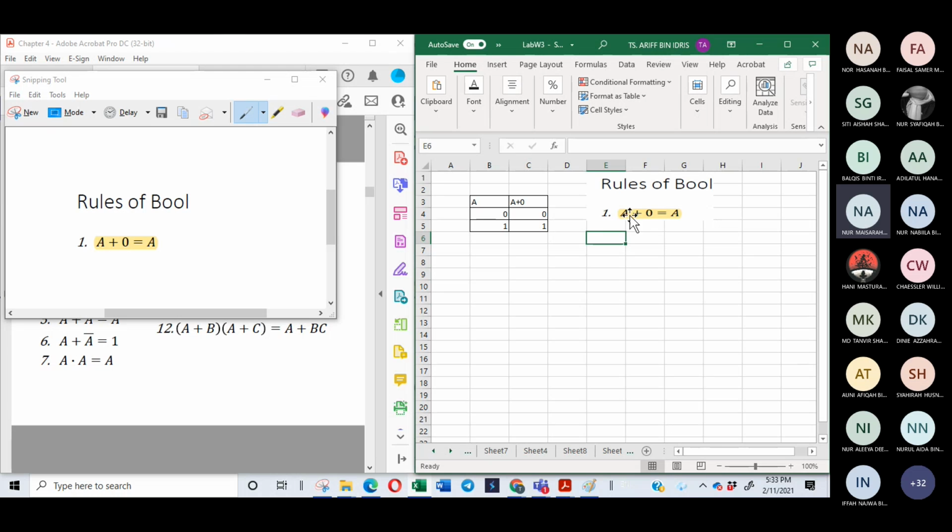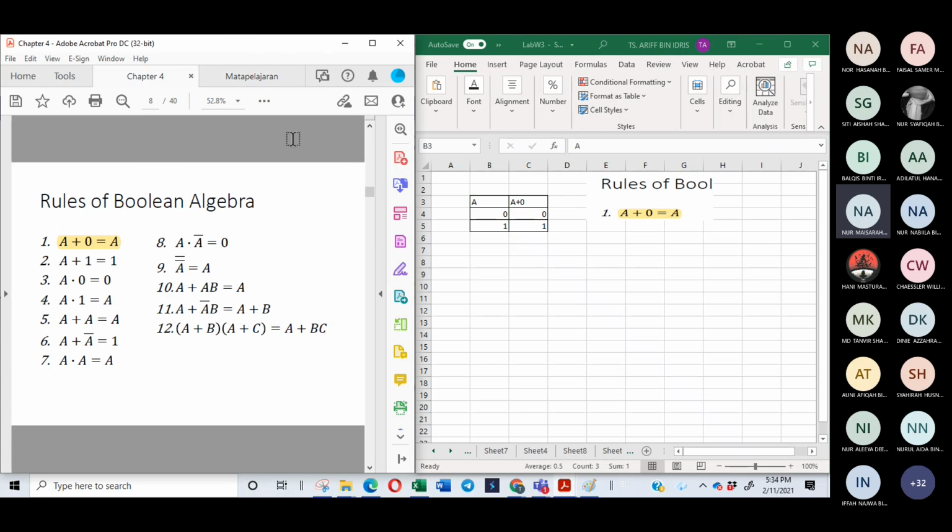Okay. Is it proven that A plus 0 is equivalent to A, class? Is it proven? Yes. See here? A plus 0. It is equivalent to A. Right? Now are you clear how to prove this Boolean algebra? Are you clear, class? Yes, sir. Okay, so let's try another example.